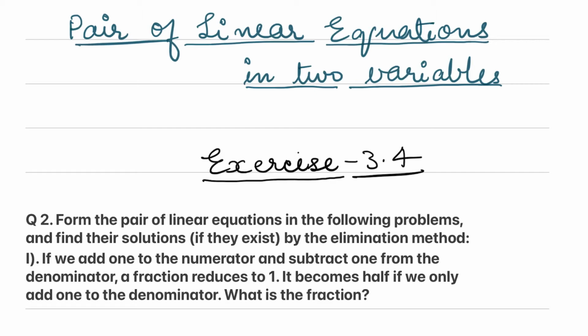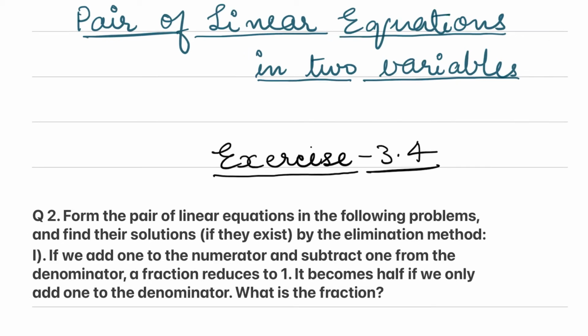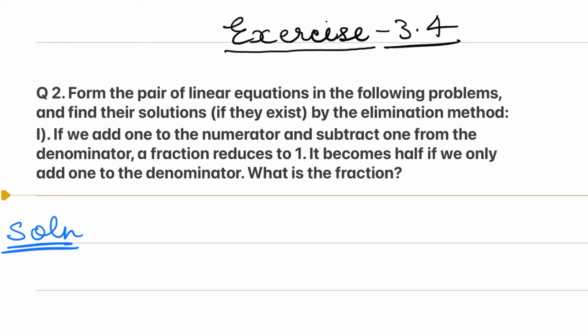So it says, form the pair of linear equations in the following problems and find their solutions if they exist by the elimination method. And first part, if we add 1 to the numerator and subtract 1 from the denominator, a fraction reduces to 1. It becomes half if we only add 1 to the denominator. What is the fraction? So there is a fraction, right?